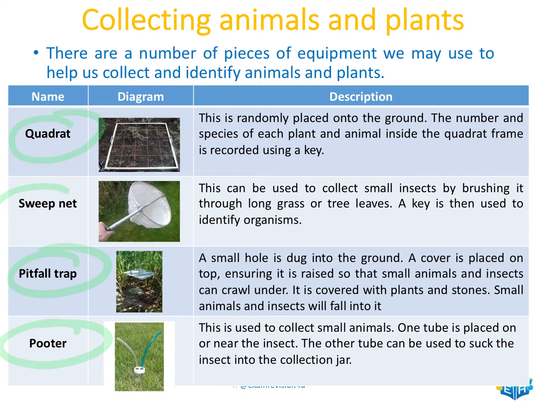So the quadrat, we can see here, it's a square shape. Some quadrats will just have the outer frame. Other quadrats will also have individual squares inside, so it'll be divided up into smaller squares rather than just having one big square frame. So the quadrat is going to be randomly placed onto the ground, and a really good way to make sure that it is random is to stand and throw a pencil over your shoulder.